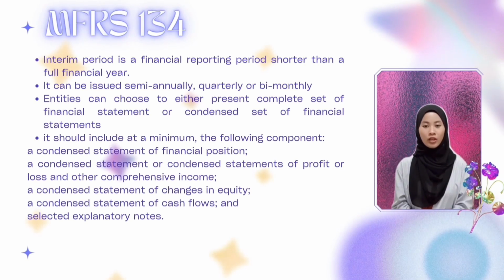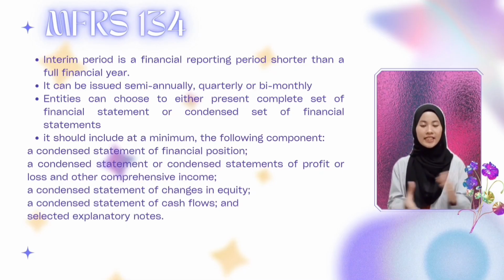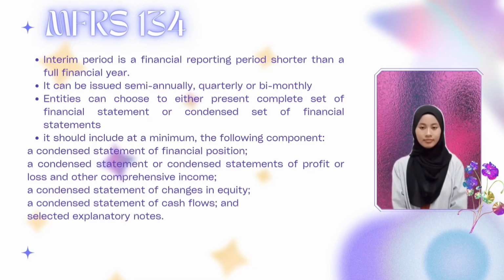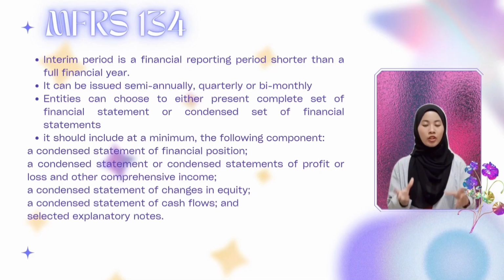MFRS 134 interim financial reporting is financial reporting for a period shorter than a full financial year. It can be issued semi-annually, quarterly, or bi-monthly. Entities can choose either to present a complete set of financial statements or a condensed set of financial statements. If the entities choose to present a condensed set of financial statements, it should contain the minimum content of the following statements.